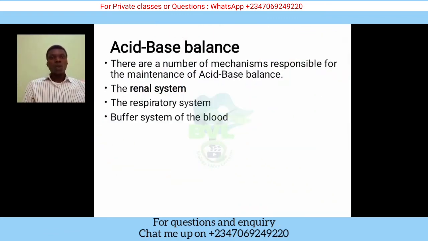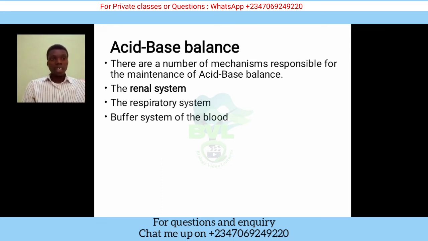So the kidney also helps to carry out acid-base balance, so that there won't be too much acid in the body and too much base in the body. Now, the kidney is not the only organ responsible for acid-base balance. We have the renal system, which is the one I'm talking about. We have the respiratory system, then the buffer system of the blood. So it's not the only one, but it plays a major role in that.